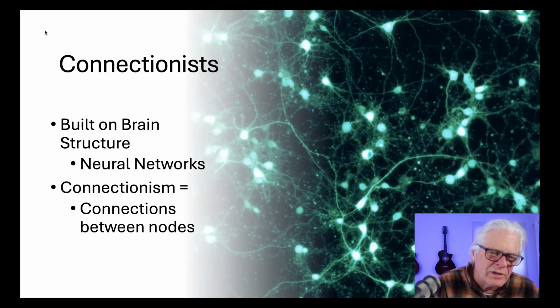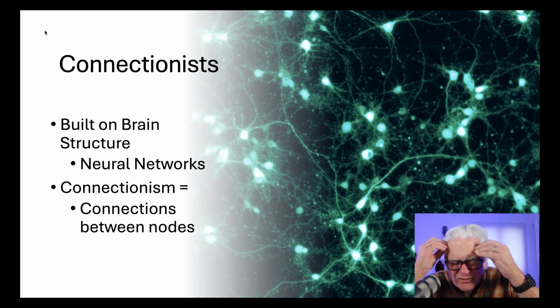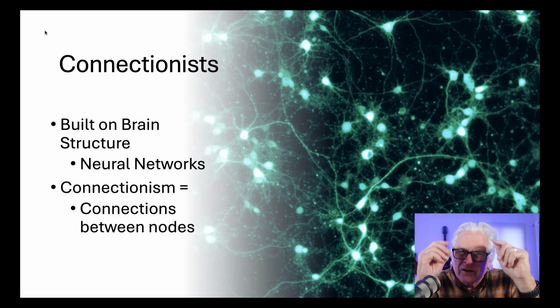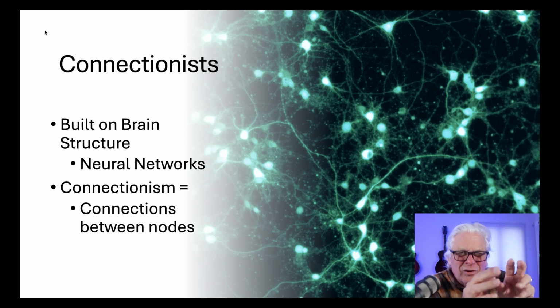All right, connectionist AI is built on brain structure. We have neurons in the brain, and they have connections with other neurons. And those connections get bigger and smaller, more and more important. That's what they're looking at and saying, let's do that with our nodes. We'll create these nodes, and those nodes are going to have connections between each other, and some will be strong and some will be not so strong.